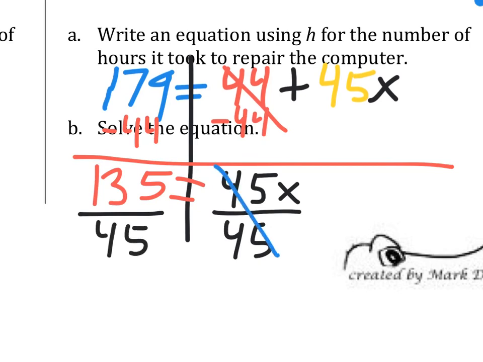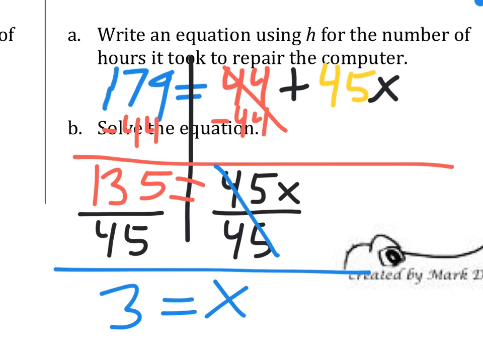These two cancel out. Over here, I'm going to do 135 divided by 45, and I'm going to have 3. And that's going to equal my variable, which means after 3 hours, I'm going to get charged $45 every hour for 3 hours, plus the $44 for parts, and that's going to be my total of $179.